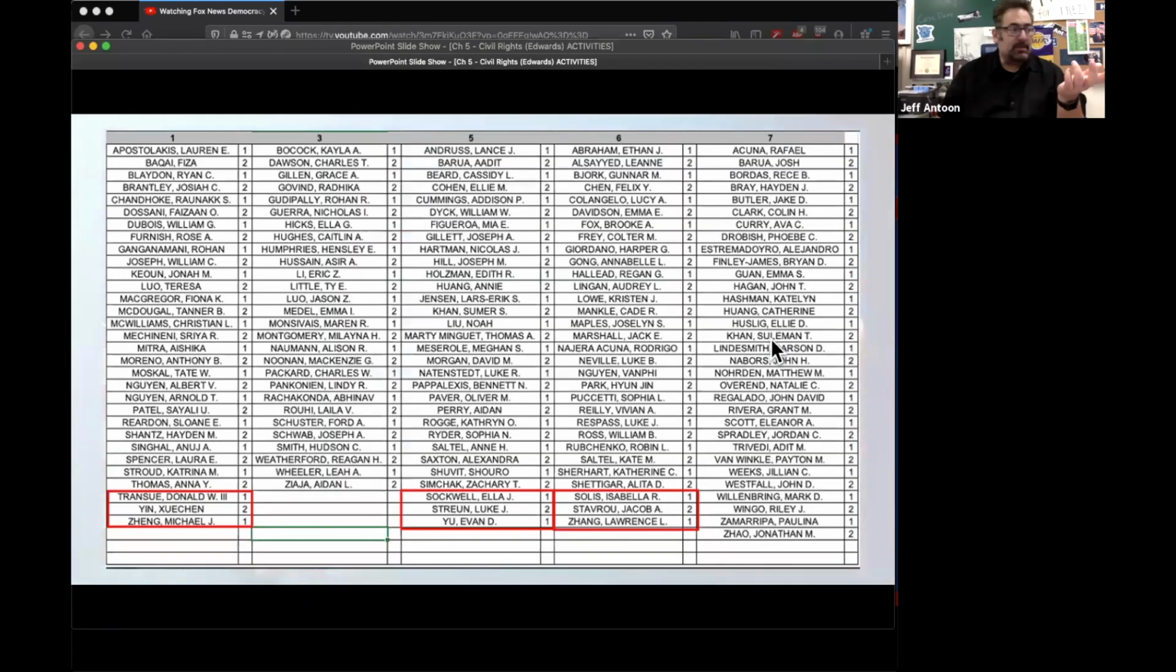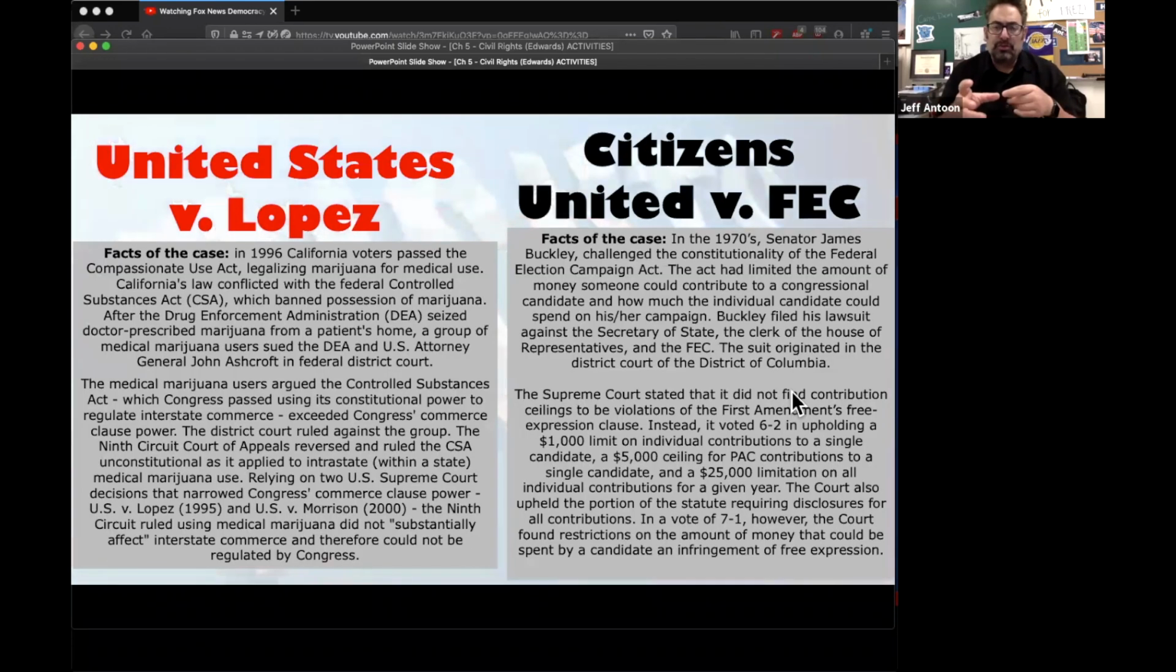Obviously, there's the partner list, so you guys should know that. You can pause if you need to come back to this. So there's the two scenarios, and what they're going to do is they're going to give you, here's your 15. U.S. v. Lopez is one of your 15. Citizens United is one of your 15. But they're going to give you a case you don't know about.